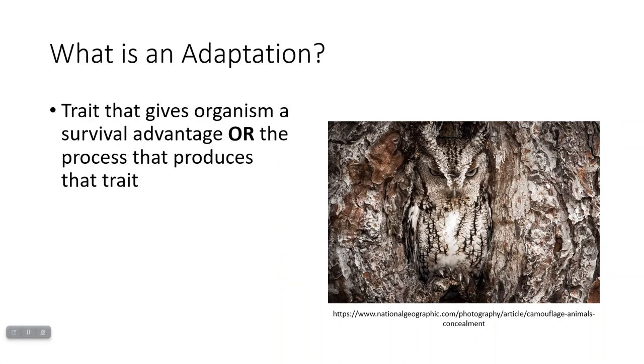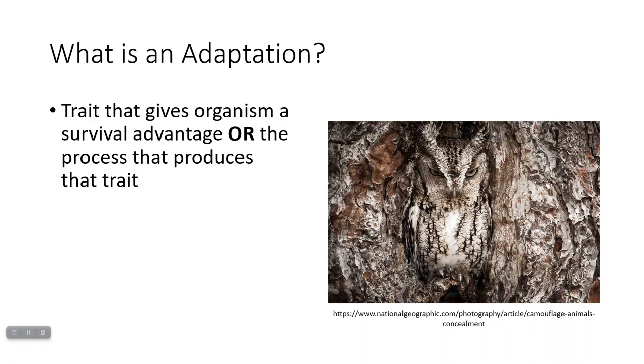So, in biology, there are two definitions of an adaptation. One is it's a trait that gives an organism an advantage when it's trying to survive in an environment. Or we can say it's the process that produces that trait. We're mostly going to focus on the first definition.